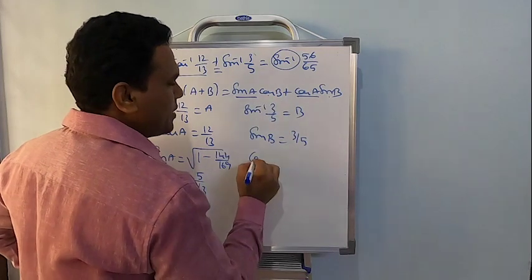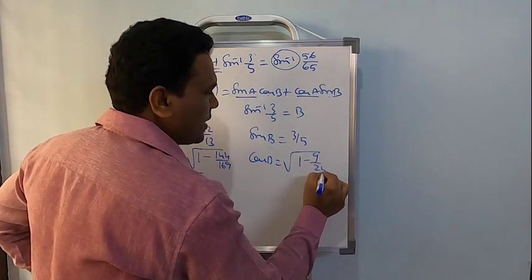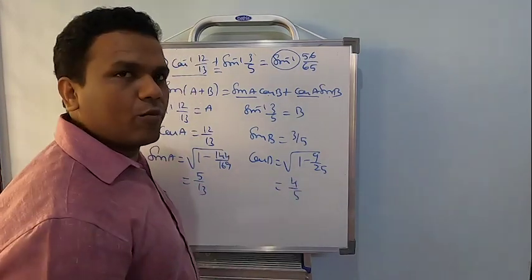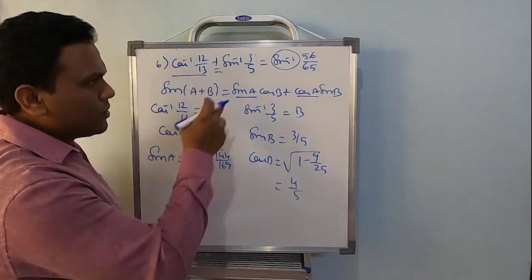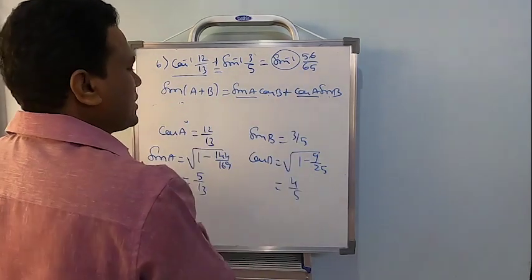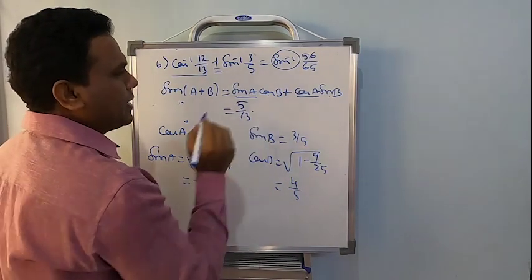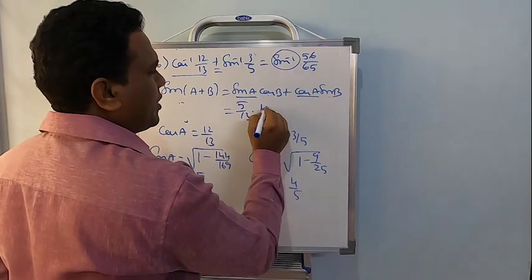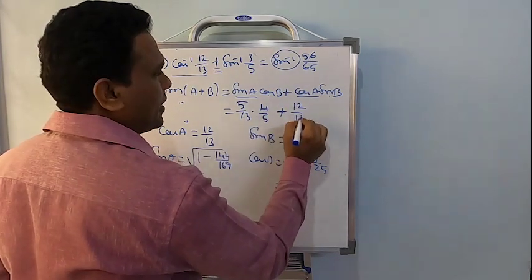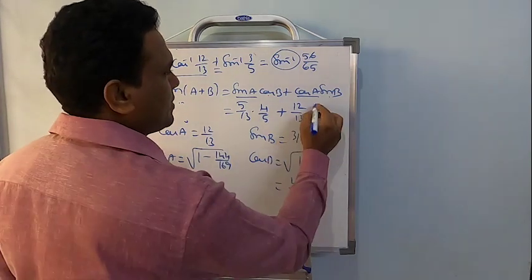The rest is cos b. So, cos b can be written as root of 1 minus 9 by 25, on taking LCM and simplifying, 4 by 5. So, all the values will be substituted in this formula now. So, sin a. What's the value of sin a? Sin a value will be 5 by 13 multiplied by cos b. Cos b value will be 4 by 5, plus cos a, the value of cos a is 12 by 13 multiplied by sin b. The value of sin b is 3 by 5.